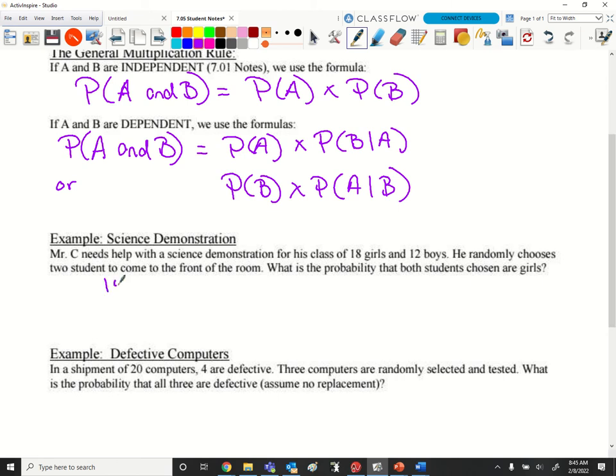So the first one's going to be 18 out of 30 because there's 30 total, right? There's 30 total and we had 18 to start off with. Now the probability of getting another girl. That means the first pick happened to be a girl, right? And so the second pick would be what? 29. Because I'm reducing the total number in the pool there.